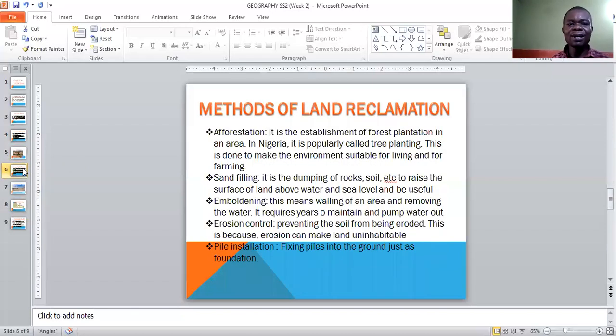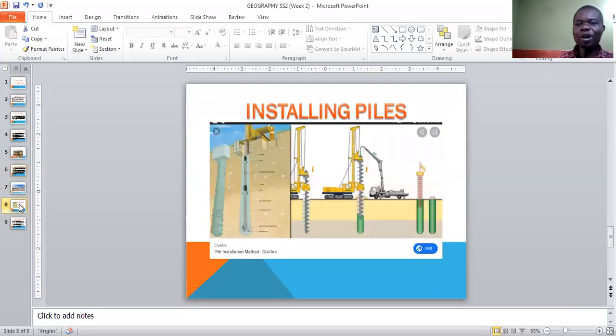We have talked about the reasons. Then we'll now look at the methods of land reclamation. How do you reclaim land? Talking about pile installation, the one I've just shown you here, is one of the methods. I explained that while I was discussing before now. Pile installation: fixing piles on the ground.